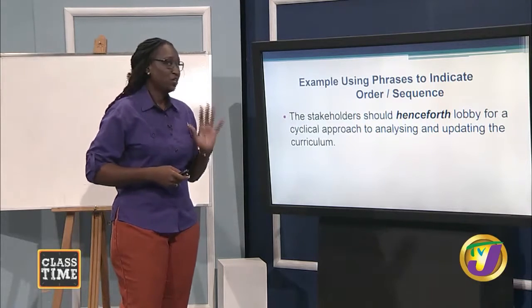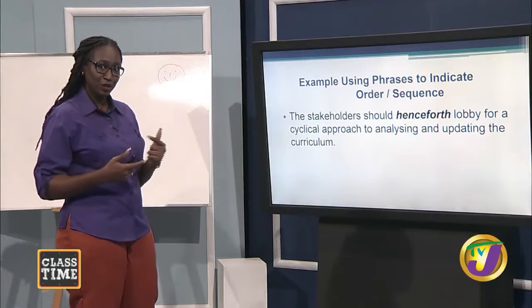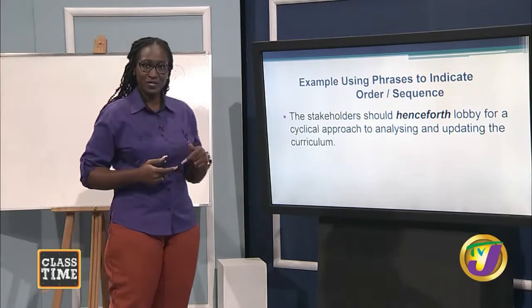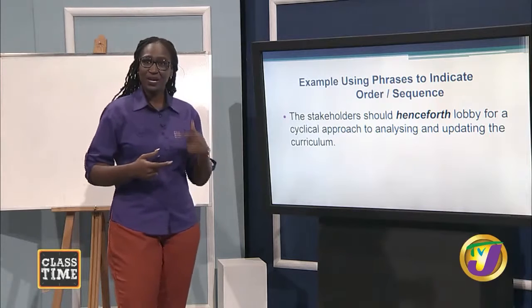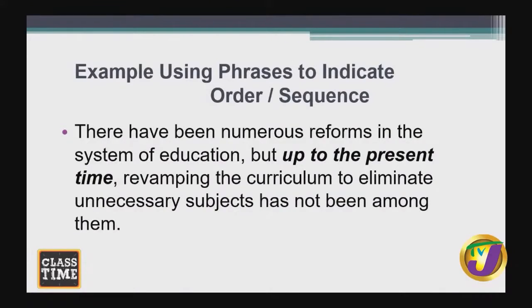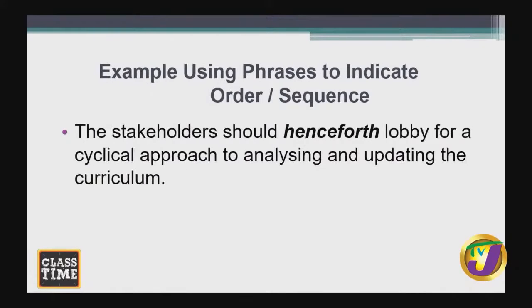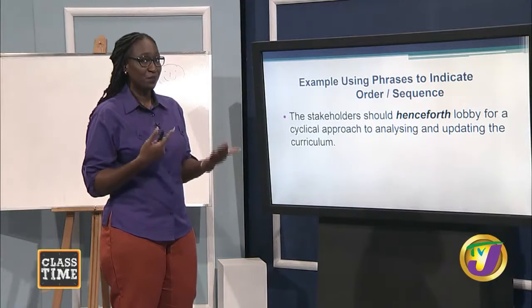So the stakeholders should henceforth lobby for a cyclical approach to analyzing and updating the curriculum. What do you think henceforth means here? What is the meaning that that term is conveying in this sentence? The stakeholders should henceforth lobby for? Is it saying that they should have done it already? Or is it saying that they should do it as of now? Because that is what the word means. As of now, as of this present time. So there you are using something different, something that will make your paper stand apart from the others.